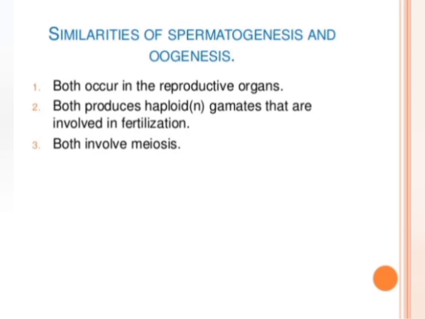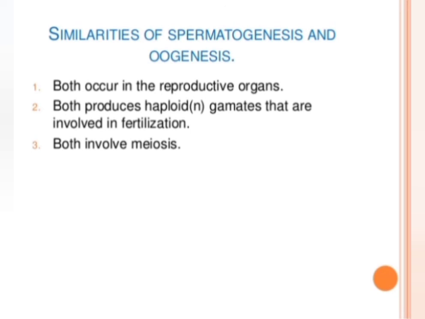As we have talked about the differences between spermatogenesis and oogenesis, now we'll talk about some similarities. The first similarity is that both occur in reproductive organs. That means spermatogenesis occurs in the testis and oogenesis occurs in the ovary. The second point, both produce haploid gametes that are involved in fertilization. In spermatogenesis, sperms are produced which are haploid, and in oogenesis, ova or egg cells are produced which are also haploid.